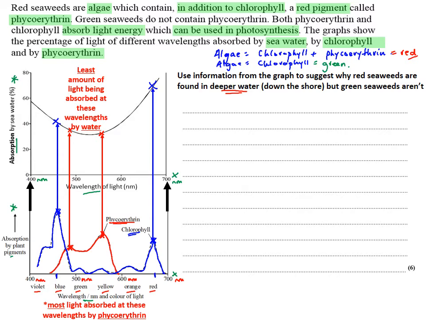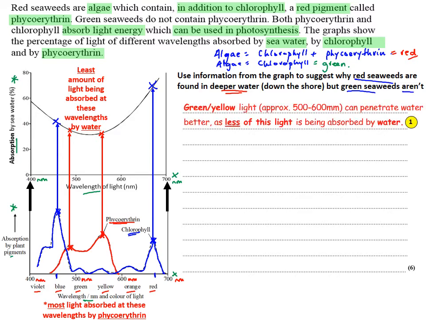So we're going to use these ideas in our response on the right hand side. And it says, use the info from the graph to suggest why red seaweeds are found in deeper water down the shore, but green seaweeds are not. So our first response is to state green and yellow light, approximately 500 to 600 nanometers. So we use data off the graph itself. Can penetrate water better than red and blue light, as less of the green and yellow light is being absorbed by the water.